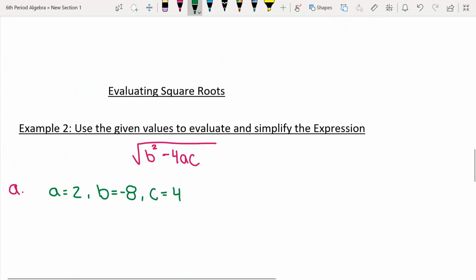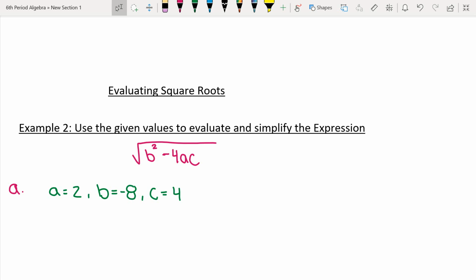Let's talk about evaluating a square root and simplifying. Again, this part is going to lead us into chapter 9 because I wrote something that we're going to see again. Evaluating means solve or do as much math as possible. For example 2, I put the directions in there, and it says use the given values to evaluate and simplify the expression. So for A and B, we're going to use the same expression, which is the square root of b squared minus 4ac.